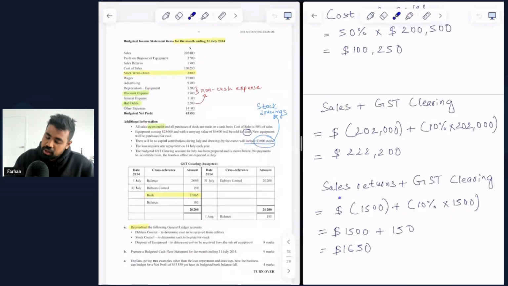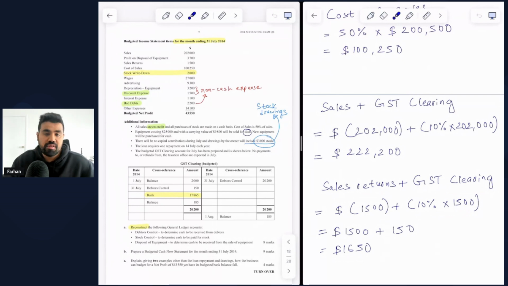So sales returns, including GST, would therefore be $1,500, which is the original amount for the sales returns, plus an additional 10% applied on $1,500, which makes it $1,650. The reason we have done these two calculations separately is because we're going to be using both of these within the reconstruction of the accounts receivable ledger account.